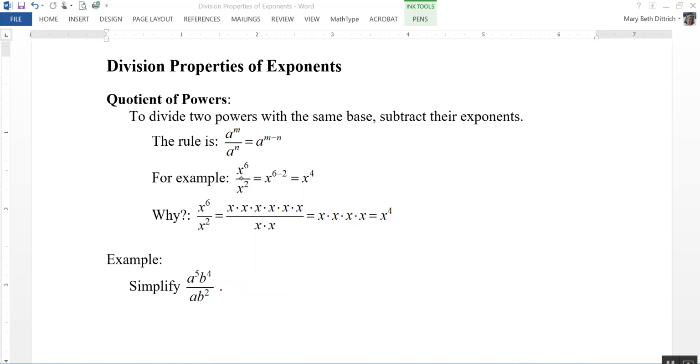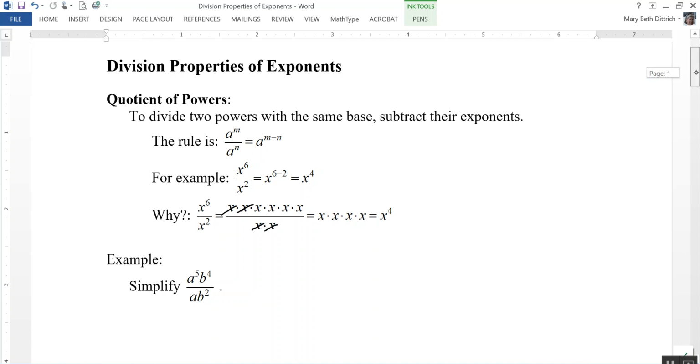For example, x to the sixth power divided by x squared is x to the 6 minus 2 power, or x to the fourth. So why is that true? Why does that work? X to the sixth is x times x times x times x times x times x. X squared is x times x. So when we divide those, this x cancels with that one, that x cancels with that one, and so we're left with x times x times x times x, which is x to the fourth.